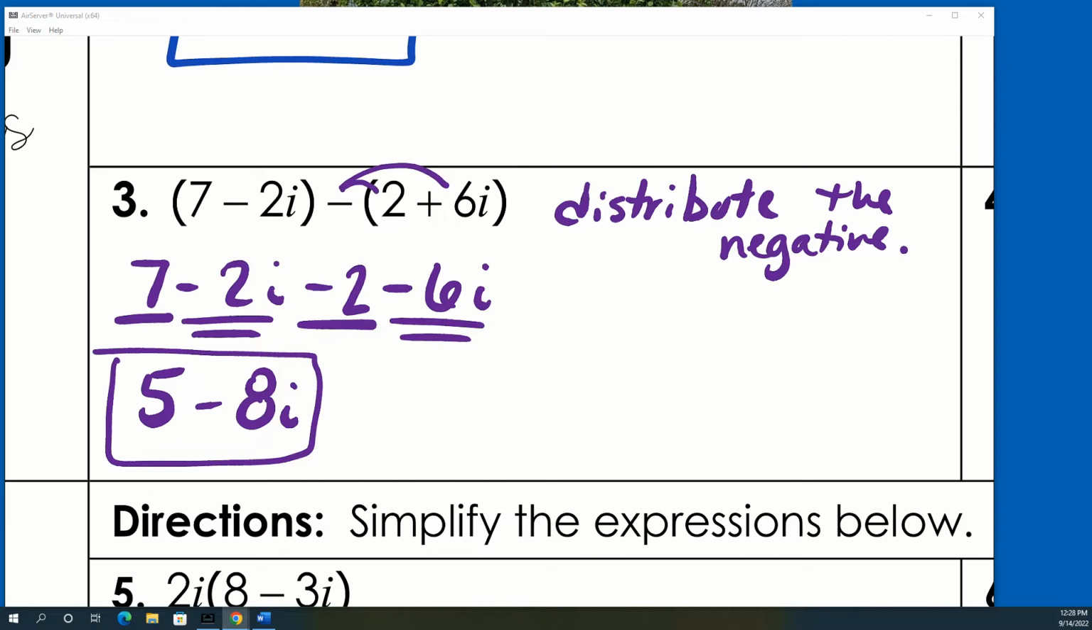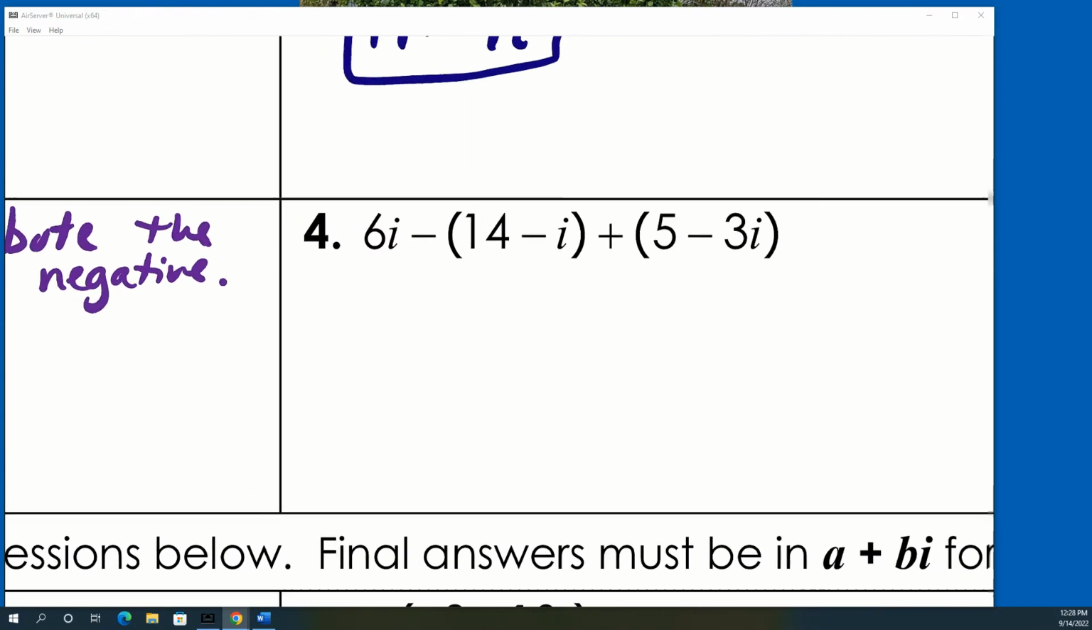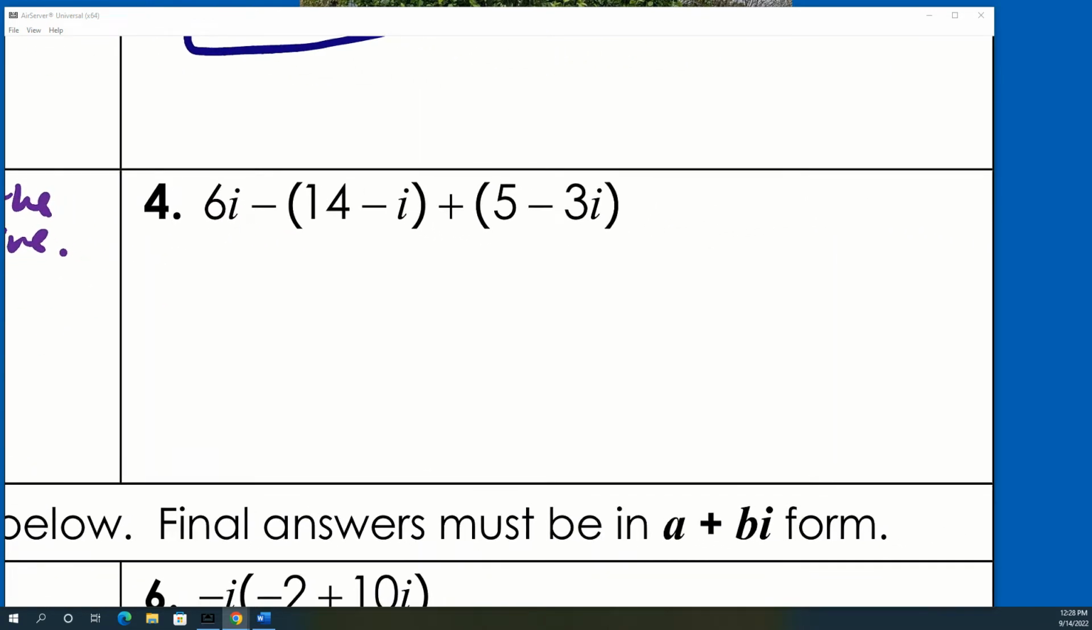All right. Number 4's got a little extra. We've got a combination of subtraction and addition. I'm going to do the same thing with the complex number that's after the minus sign. I'm going to distribute that negative. So 6i stays just like it looks. And then it changes to minus 14 plus i. So you're just changing both of those signs.